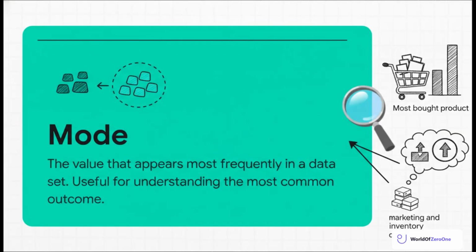And then you've got the mode. The mode is just the value that appears most often. Now in our little salary data set, no number repeats, so there technically isn't a mode. But imagine you're a company like Netflix. The mode would tell you the single most watched movie. It's all about finding the most common outcome.